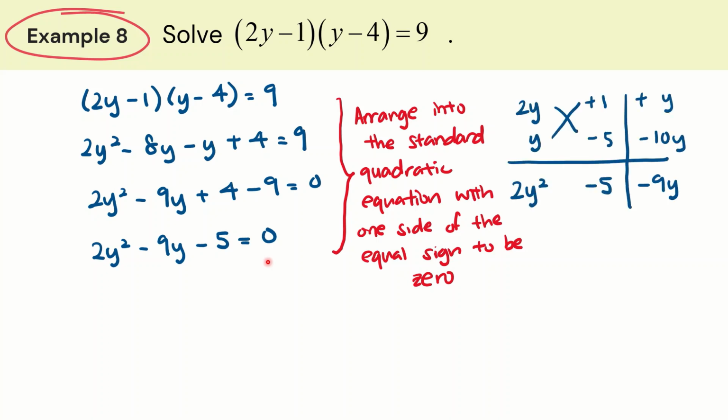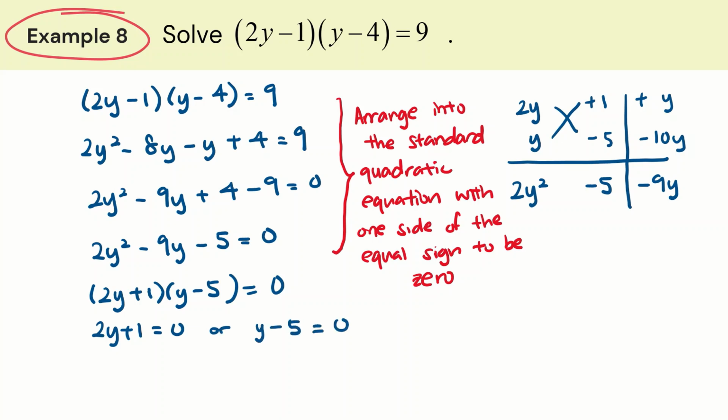Then we do our cross method in order to get the factorization of 2y plus 1 times y minus 5, so that we can apply the zero product rule to get 2y plus 1 equals to 0 or y minus 5 equals to 0. Then solving the linear equations individually, I will get y equals to negative half from the left equation and y equals to 5 for the right equation. Therefore, there are two solutions to this equation, and they are y equals to negative half or y equals to 5.